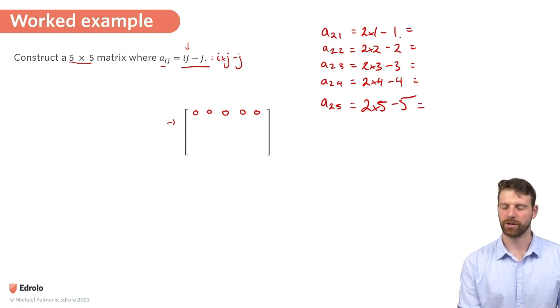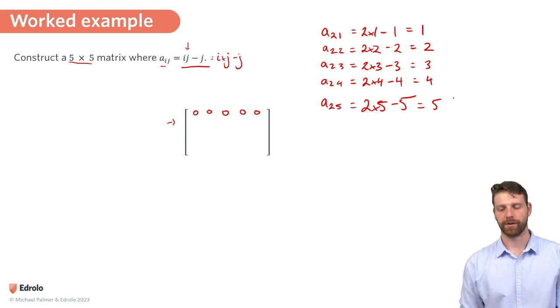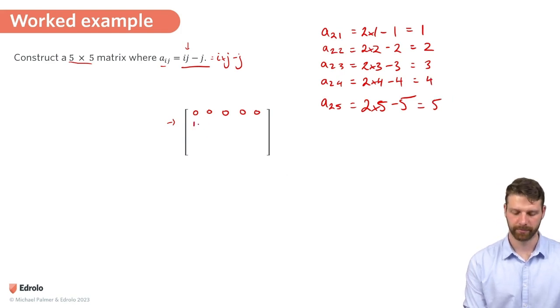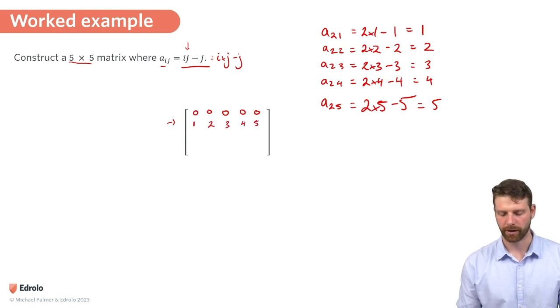So 2 times 1 is 2, minus 1 is 1. So I've got 4 minus 2 is 2. 2 times 3 is 6, minus 3 is 3. Oh, look at that. It's a nice pattern. So I get 1, 2, 3, 4, 5. And that's my next row. Now, you don't have to work them out in rows. You can work out any element at a time. But I'm going to keep doing this row thing because I think that's easy.